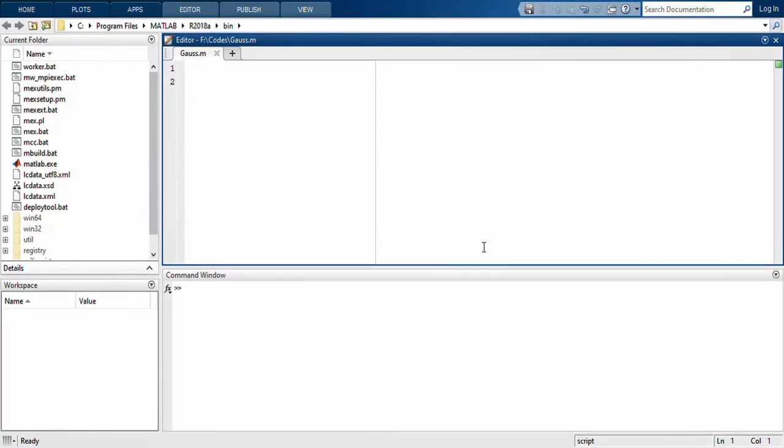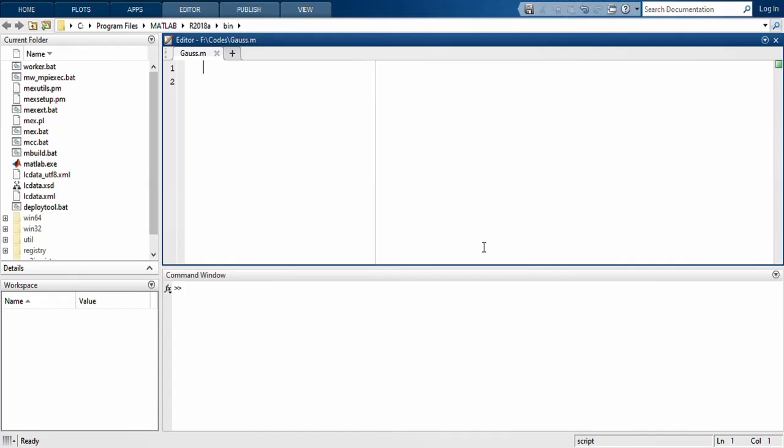Gauss elimination method, as we have studied earlier in the theory, involves only two steps. That involves the row operations. Step number one is that you have to convert the matrix into the upper triangular form, and step number two is that you have to convert it back into equations and then use the back substitution process. So these two steps I will tell you how to apply in MATLAB.